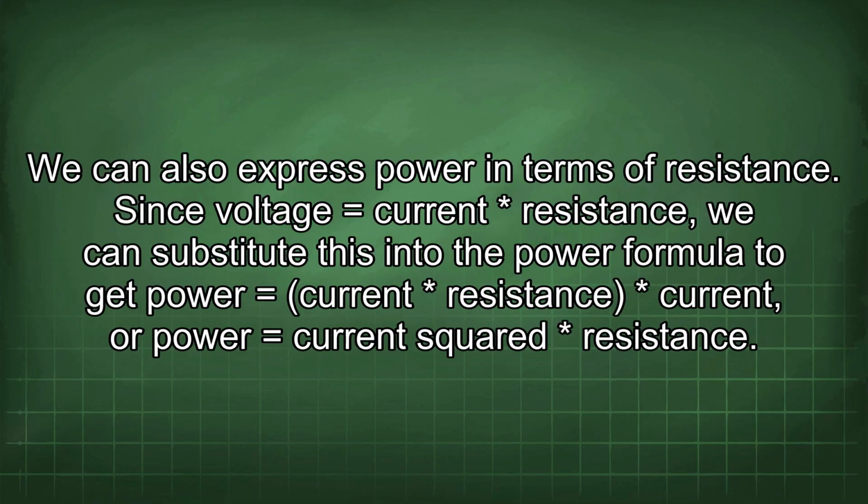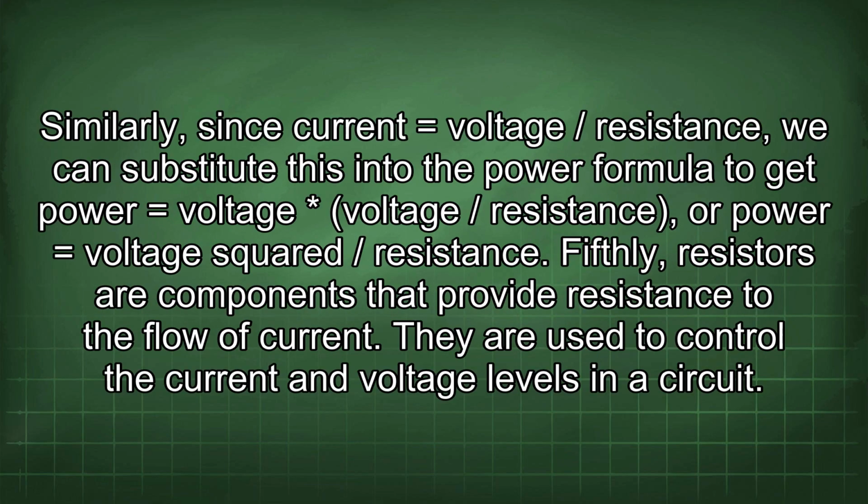We can also express power in terms of resistance. Since voltage equals current * resistance, we can substitute this into the power formula to get power equals current * resistance * current, or P = I² * R. Similarly, since current equals voltage/resistance, we can substitute this into the power formula to get power equals voltage * voltage/resistance, or P = V²/R.